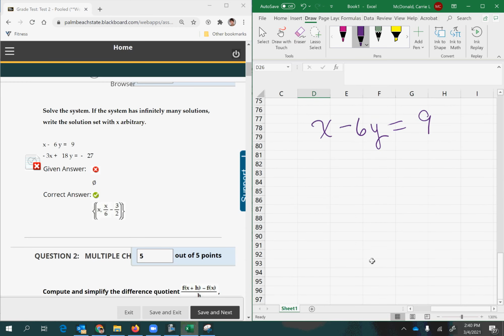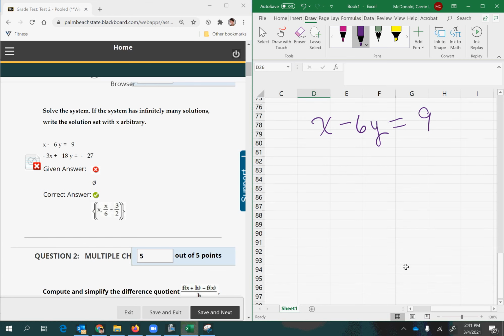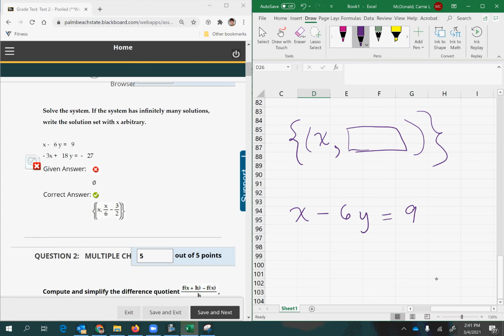So how do we write this, though, with x arbitrary? Well, you can see what happened here. When they said write it with x arbitrary, what you're saying is that it's the set of values where x is picked arbitrarily, and then y is going to be written as a relationship to x, because y depends on x, right? So taking that first equation, because it's simpler to work with, solve for y in terms of x, meaning you're not going to get a number answer, you're going to get an algebraic expression with x in it.